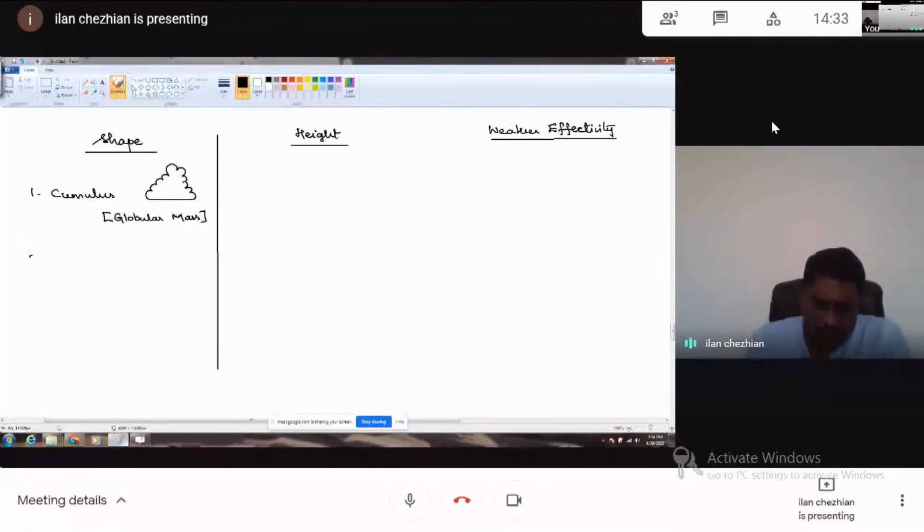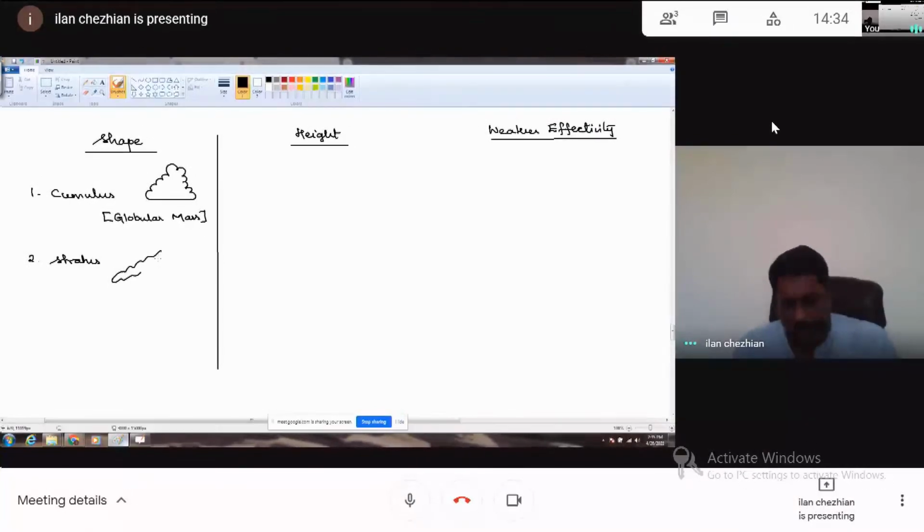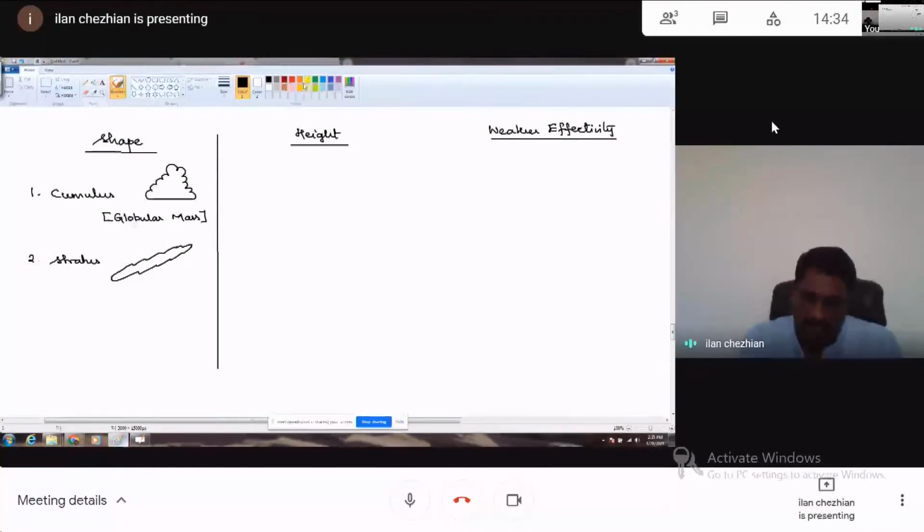Cumulus cloud. Number two is the stratus cloud, my friend. Stratus cloud is more horizontal in extension. It extends like a sheet-like structure, more horizontal in nature. I'll also bring the original image of it. I'll write it: it is more like a sheet-like structure, more horizontal in nature.